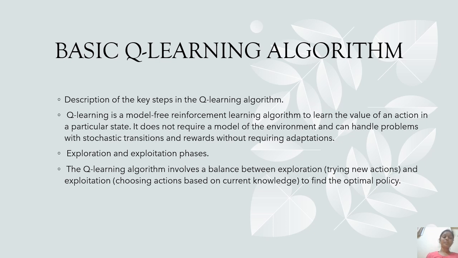And exploration and exploitation phases. The Q-learning algorithm involves a balance between exploration, that is, trying new actions, and exploitation, choosing actions based on current knowledge to find the optimal policy.